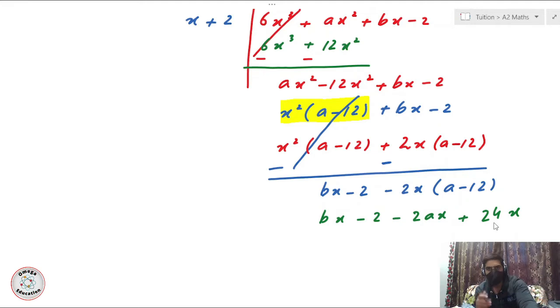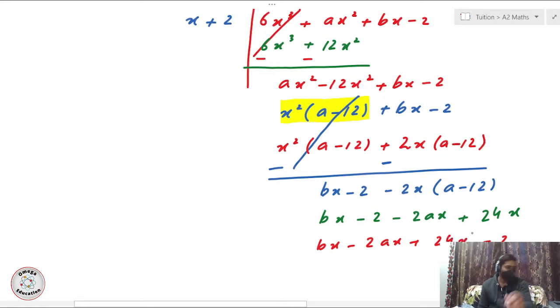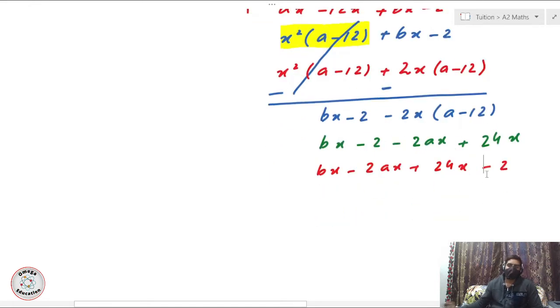Now what are the like terms? Well, this is the only unlike term. You can write it at the end. I'm going to write minus 2 at the end. And the like terms are bx minus 2ax plus 24x. Why are these like terms? Because all of them contain x. Now I'm trying to take x common here from the first three terms.